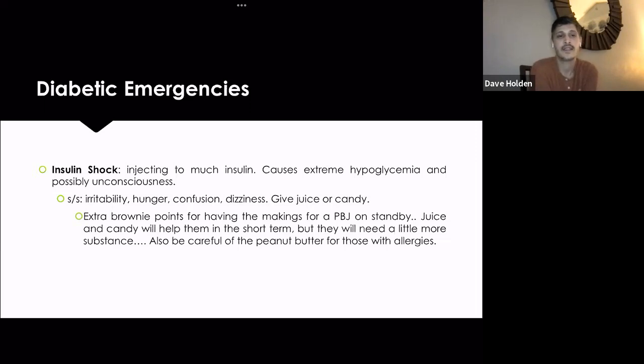So if someone's going into insulin shock, give them something like a PB&J, just something that's got a little bit of sugar in it, a little bit of carbs. Everyone says give them a piece of hard candy, and that will help in the short term. But if someone has super low blood sugar to the point that they're about to pass out, they need something a little more substantial than a piece of hard candy. They actually need to put some food on their belly, something that's going to give them sugar. So peanut butter and jelly, classic choice, cookies, anything like that.